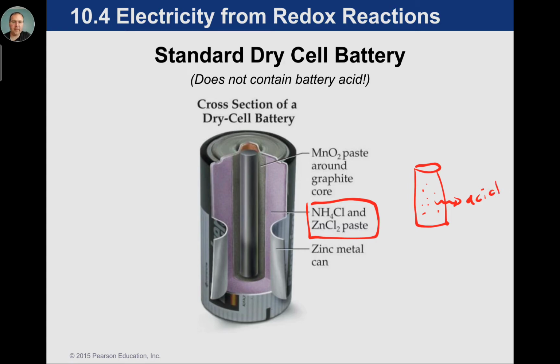Well, here's the ingredients to the battery. We have manganese dioxide, we have ammonium chloride, we have zinc chloride, and we have zinc metal. There's no battery acid in these dry cell batteries, hence the name dry cell. It's just a bunch of pastes.